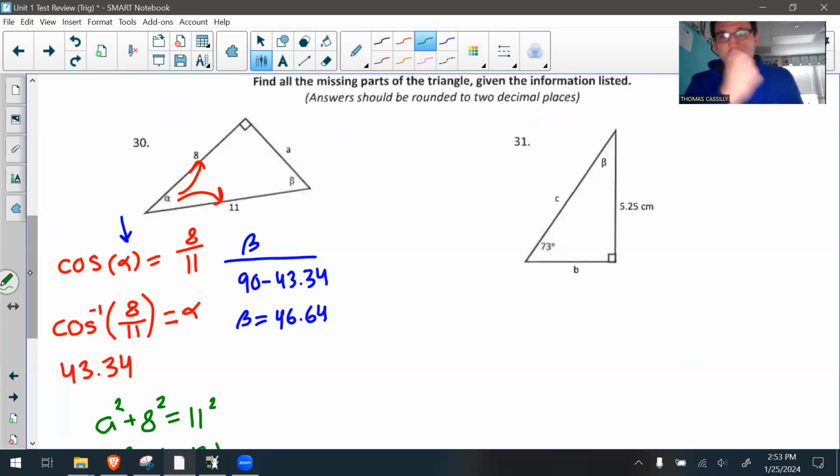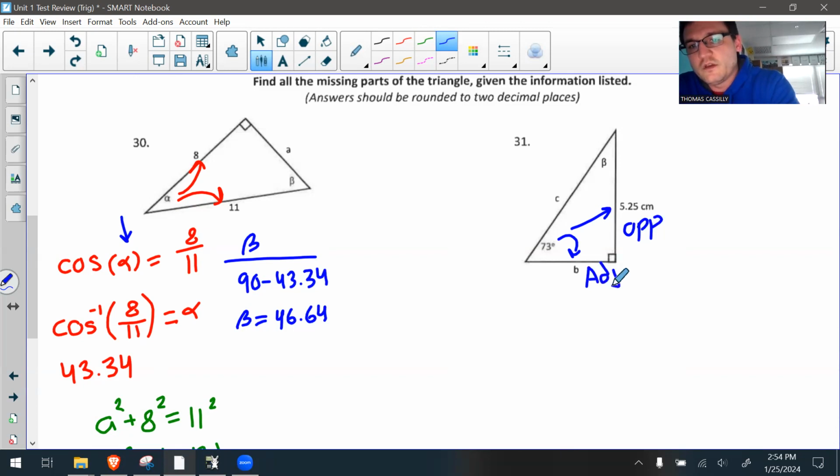Okay. Now on the next one, let's find C and let's find B. All right. Let's say we want to find B. So if we're looking here, 73 is our angle. We have that 5.25. This is our opposite. This is our adjacent. Here is our hypotenuse. Let's say we're finding B first. We have the opposite, we have the adjacent, that goes with the tangent.